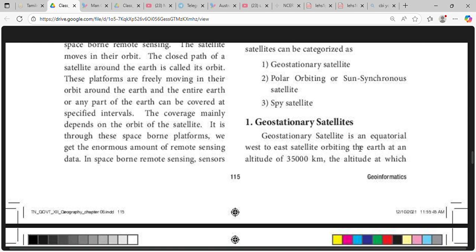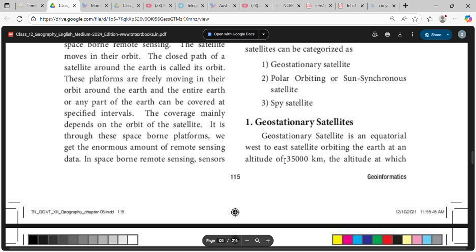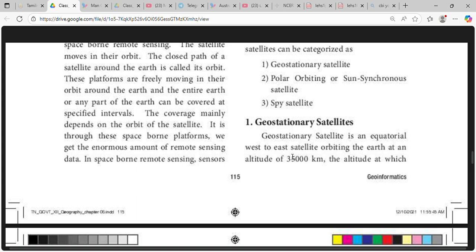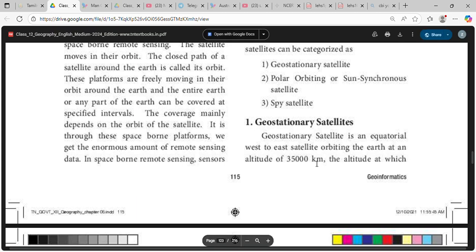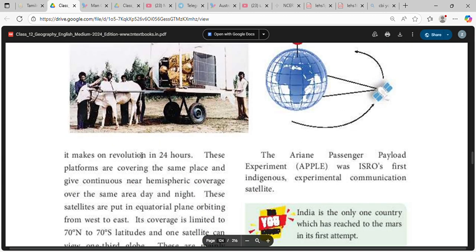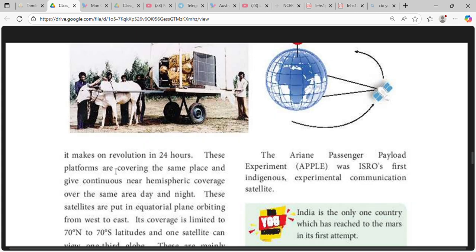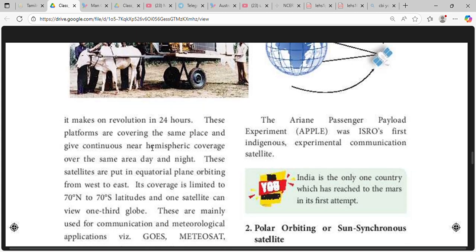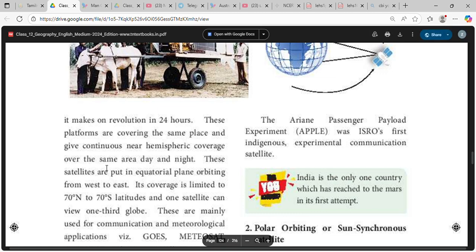A geostationary satellite is an equatorial west to east satellite orbiting the Earth at an altitude of 35,000 km, the altitude at which it makes one revolution in 24 hours. These platforms cover the same place and give continuous near hemispheric coverage over the same area day and night.